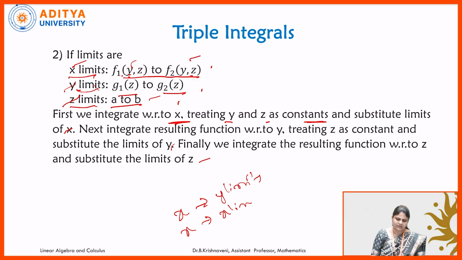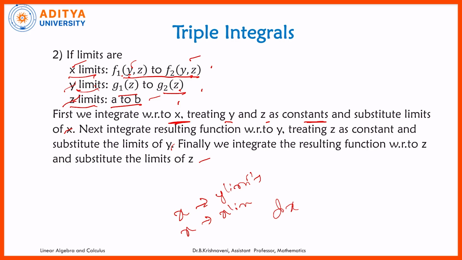Here the x limits are two-variable limits, the y limits are single variable, and the z limits are constant. So we have taken first with respect to x, then with respect to y, finally with respect to z. So first of all we do the integration with respect to the variable having two-variable limits, next with respect to the variable containing single-variable limits, and finally with respect to the variable that contains constants. In that way we have to check the given question and evaluate the triple integrals.